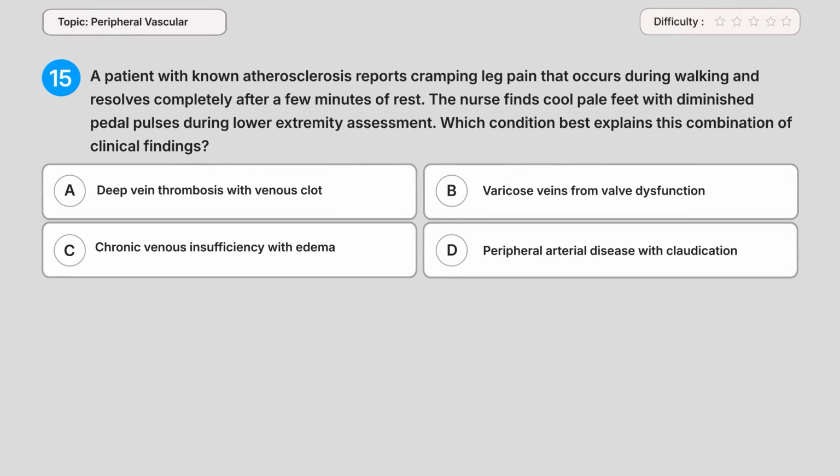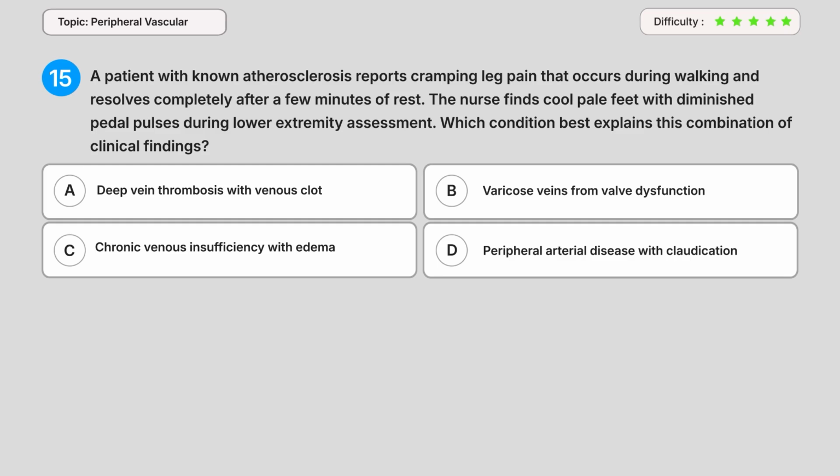15. A patient with known atherosclerosis reports cramping leg pain that occurs during walking and resolves completely after a few minutes of rest. The nurse finds cool pale feet with diminished pedal pulses during lower extremity assessment. Which condition best explains this combination of clinical findings?